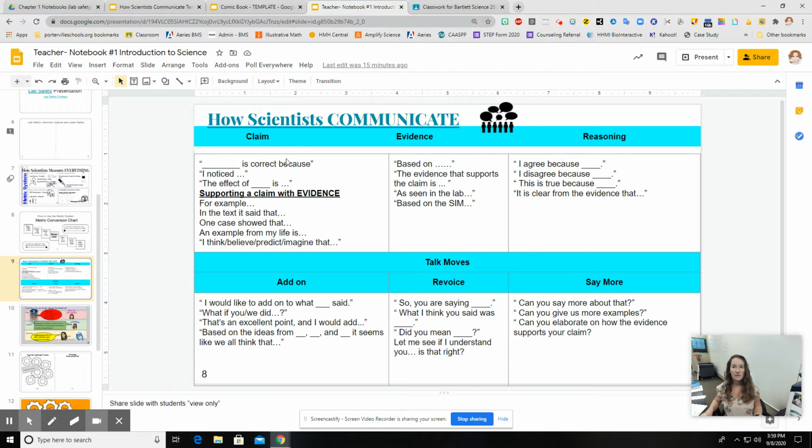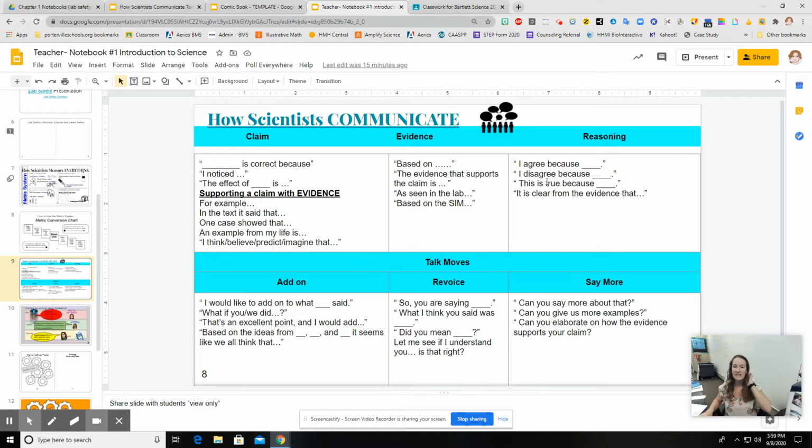communicate. You have a claim, evidence, and reason. This is the same way that you should be talking in ELA. This is the same way you should be talking in social science. This is the same way you should be talking in math. This is the way you should be communicating so that you are heard and understood.